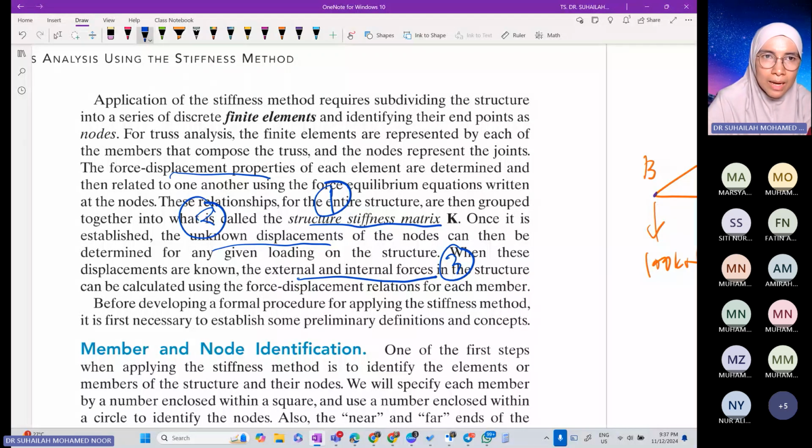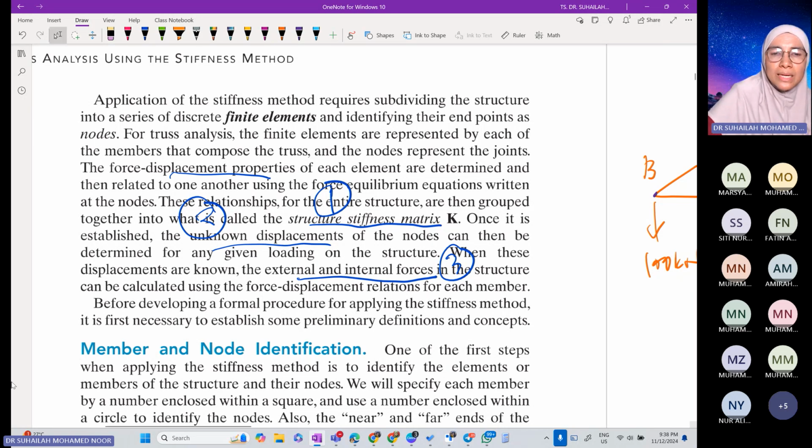Okay, the three steps we will do. Number one, we establish the structure stiffness matrix. Then we apply the stiffness equation and solve for displacement. And after that, we calculate the reactions at the supports and also the member forces using displacement. Once we get displacement, only then can we calculate reactions and member forces. Without displacement, we cannot calculate forces. So it must follow the flow: start with the structure stiffness matrix, then displacement, then forces.